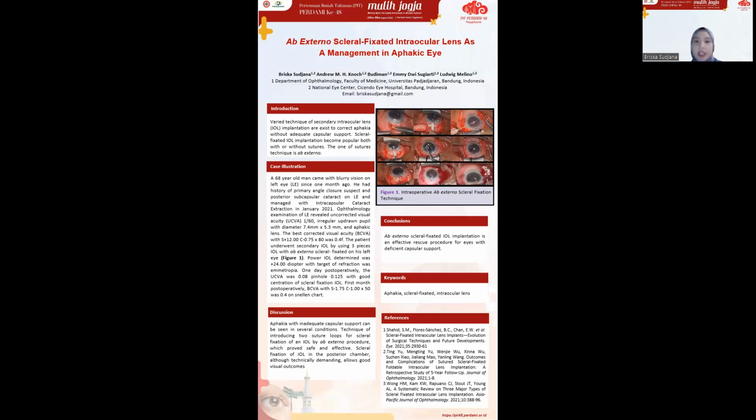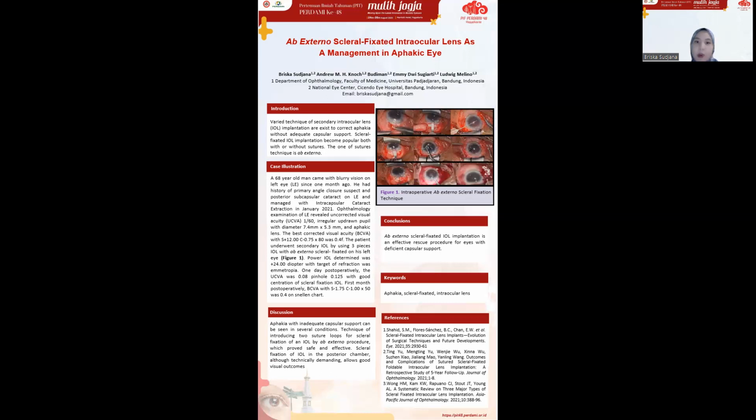A 68 year old man came with blurry vision in the left eye since 1 month ago. He had a history of primary angle closure suspect and posterior subcapsular cataract in the left eye and was managed with intracapsular cataract extraction in January 2021. Ophthalmology examination of the left eye revealed uncorrected visual acuity 1/60 with an irregular updrawn pupil with diameters 7.4 mm and 5.3 mm, and the lens was aphakic.